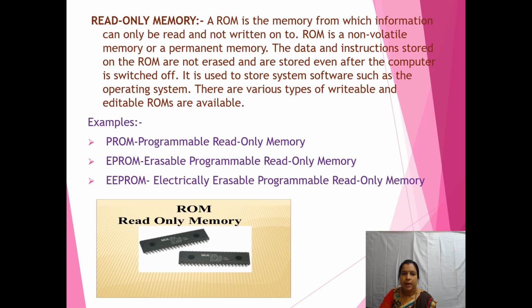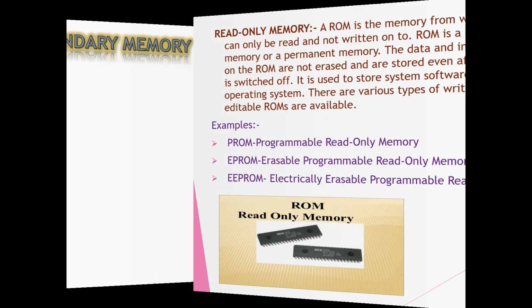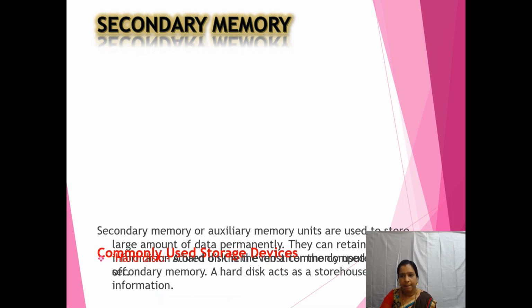For example, PROM, programmable read-only memory. Then EPROM, erasable programmable read-only memory. So these are the rewritable memories. Then EEPROM, that is electrically erasable programmable read-only memory. Next we go to the secondary memory. That is all about the primary memory, then we'll shift to the secondary memory.